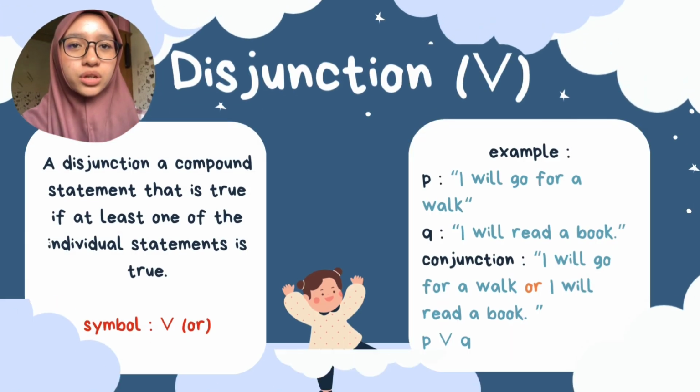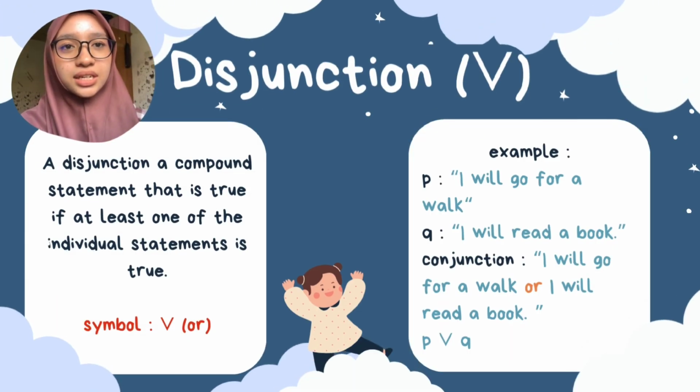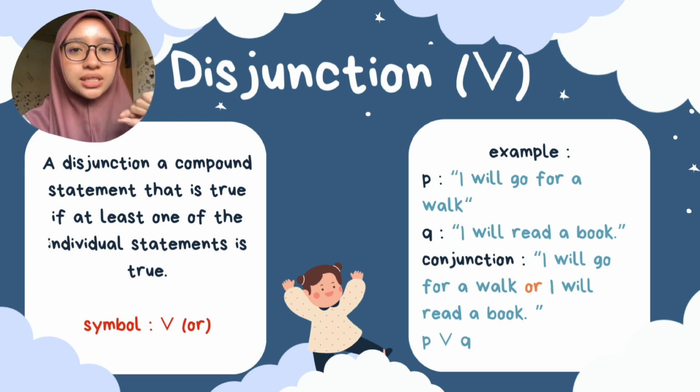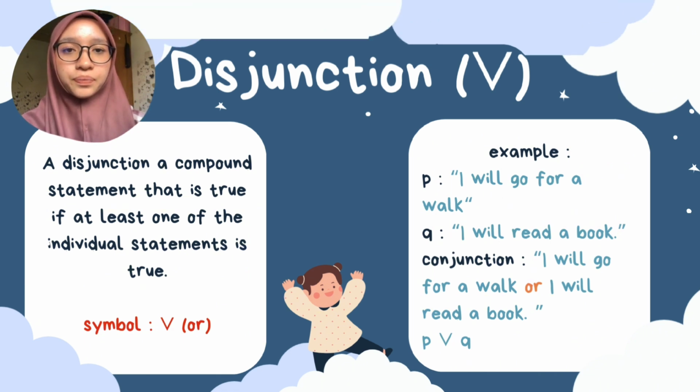So next, we will look at disjunction. A disjunction is another type of compound statement, but it works differently from a conjunction. A disjunction is true if at least one of the individual statements is true. The symbol for disjunction is also in the slide, in red color, which means or.